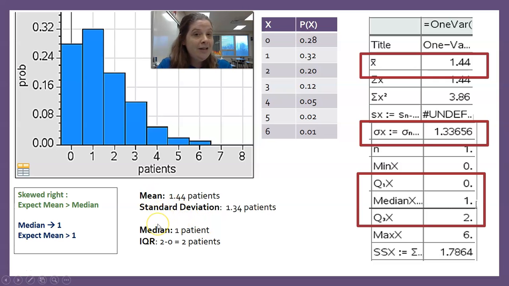Remember that mean and median are both measures of center, and standard deviation and interquartile range are both measures of spread. So in this case, what I thought was true from the picture is actually true. The median was 1, and the mean is larger than that, 1.44. You can tell it's being pulled in the direction of the tail.